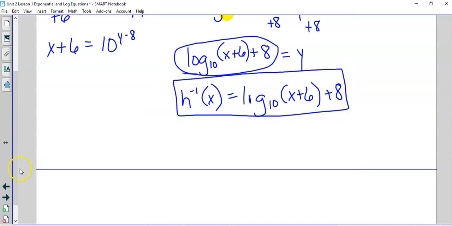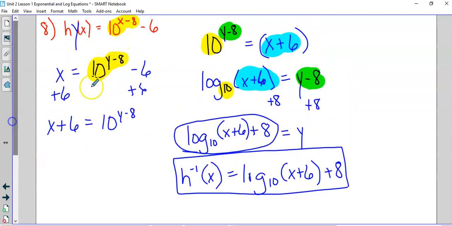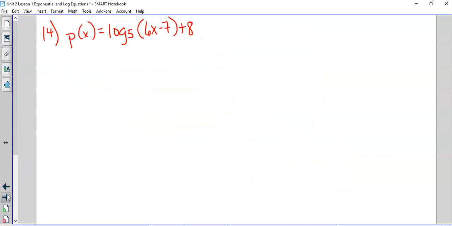So if you start out with an exponential where you've got a variable in the exponent, you're going to end up with log form. All right, the next one I wanted to do with you is number 14. That is in the next section, I think. And these are the ones where we start out with a log and we're going to end up with an exponential statement. So let me look at number 14. Okay.